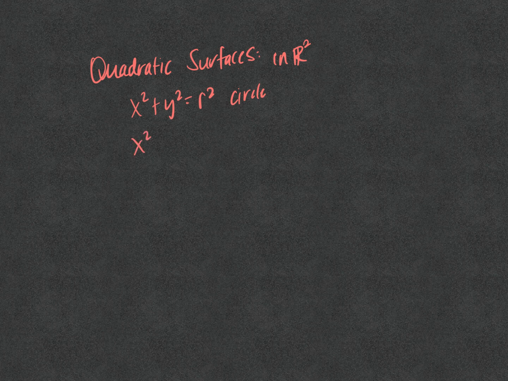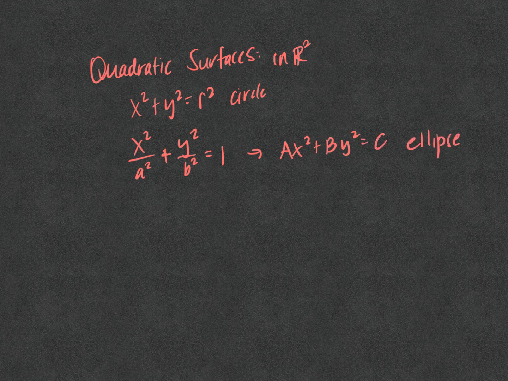And then we have x squared over a squared plus y squared over b squared equals 1. Now, when we look at this in a different form, we say ax squared plus by squared equals capital C. And this is an ellipse. So the difference between the ellipse and the circle is they both have a plus, but the ellipse has different coefficients. See the different coefficients going on there? So that's important to see.